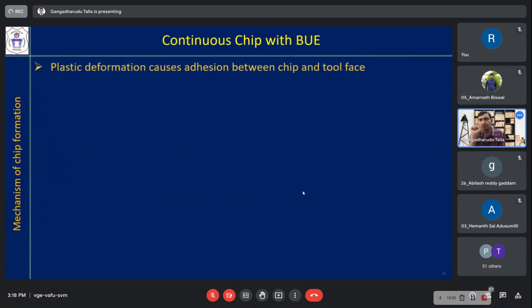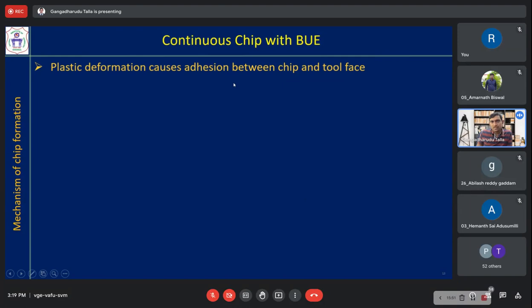So whenever the cutting is taking place, particularly in case of ductile materials, or for the brittle materials also. Of course, for a very brittle material, chip formation is due to brittle fracture. But for ductile materials, it is due to shearing action. Now, before shearing action takes place, there will be plastic deformation of the workpiece material just in front of the cutting edge.